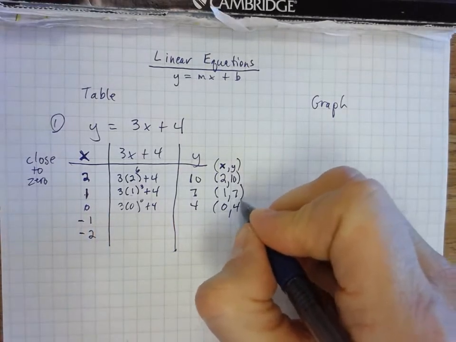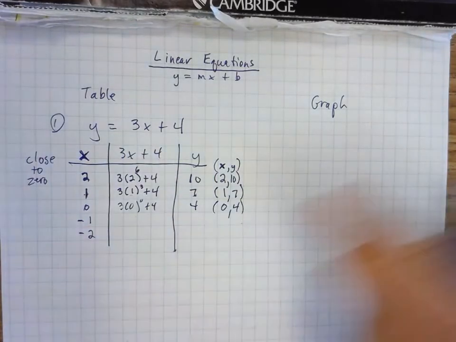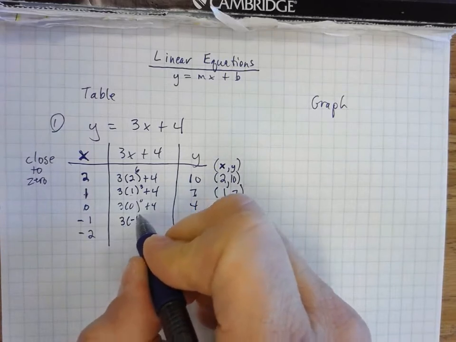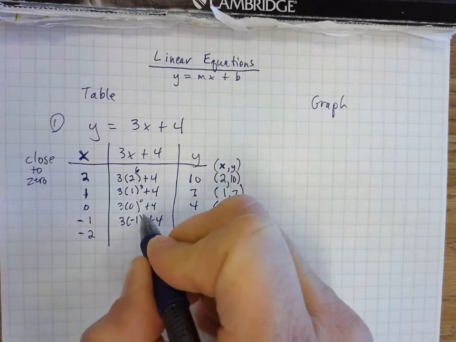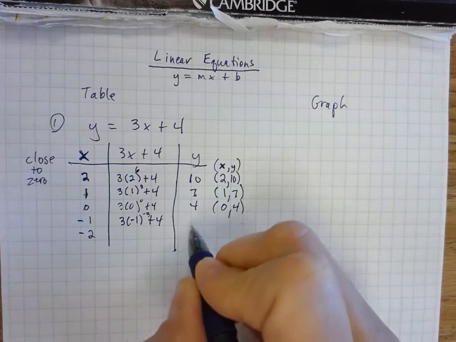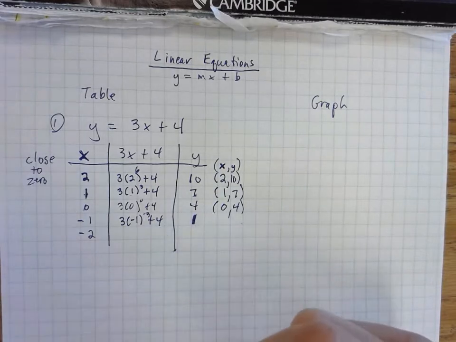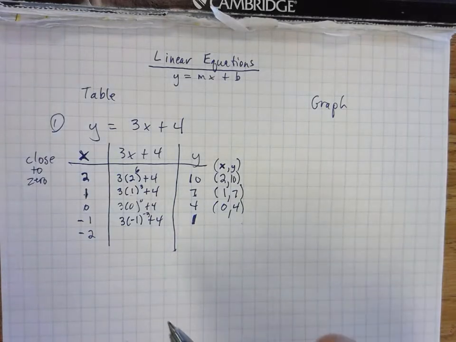(0, 4). Alright, the next one we're going to put in is -1, so this is going to help us review some of our integer rules. So what is 3 times -1 plus 4? So 3 times -1 is -3. -3 plus 4 is +1. Okay, so remember when they've got different signs, you just really subtract them and take the sign of the bigger number. So that would be a 1.